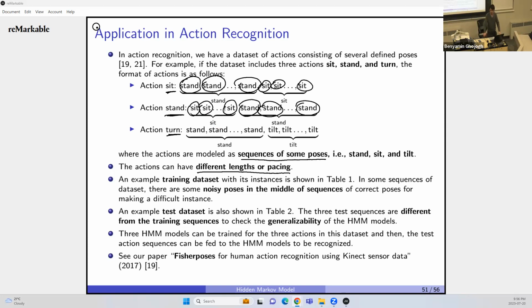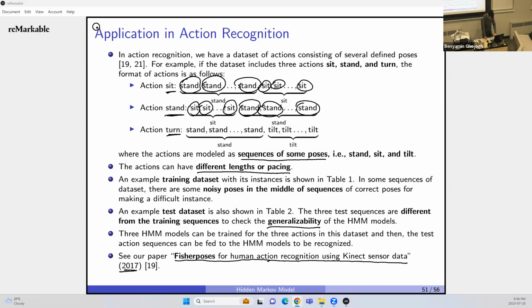By the way, some states are between the states. For example, this is sit, this is a stand, and this is between the sit and stand. Using Fisher discriminant analysis, we see which one is closer. This is closer to a stand, this is closer to sit. So we can classify them, right? And therefore, they are also generalizable. You can see Fisher poses for human action recognition using Kinect sensor data. This is our paper published in 2017.